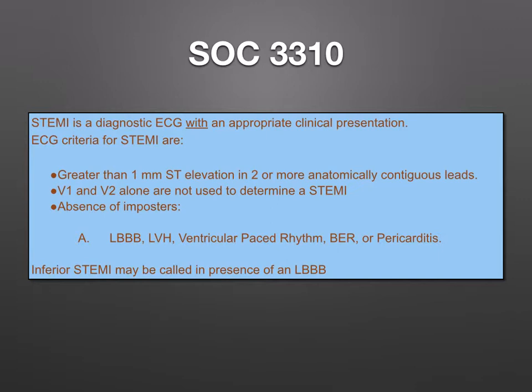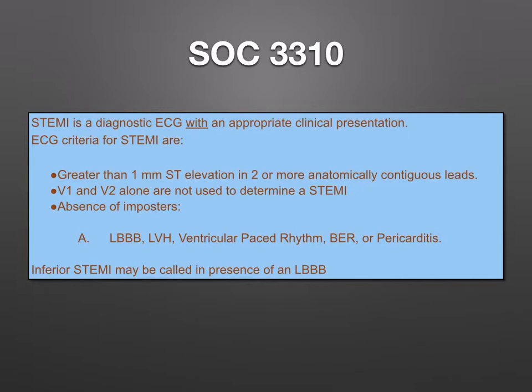So the ECG criteria for STEMI are, first, greater than 1 millimeter of ST elevation in 2 or more anatomically contiguous leads. V1 and V2 alone are not used to determine STEMI. You also need the absence of imposters. Imposters are things like left bundle branch block, left ventricular hypertrophy, a ventricularly paced rhythm, and to be clear, an atrially paced rhythm alone is not an imposter, it's just the ventricularly paced rhythms. Benign early repolarization or pericarditis.